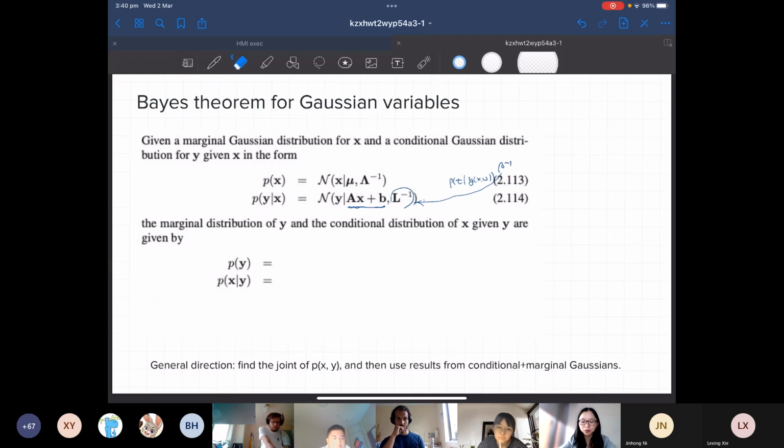So we use Bayes' rule to try and flip it. Right? The general direction for this using Bayes' rule is to try to find the joint distribution of P of X and Y, and then use results from the previous few slides to plug it in. But we can also make some guesses.